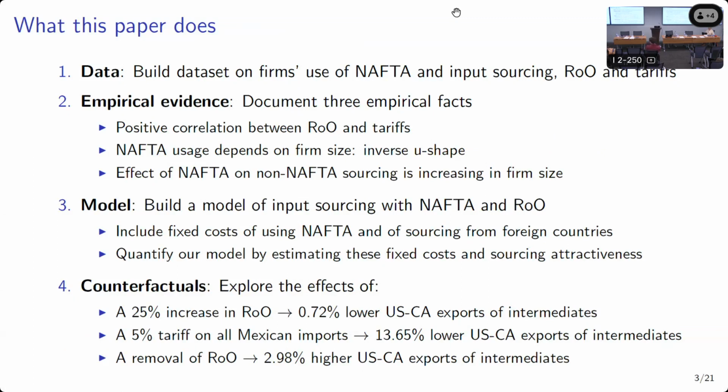A 5% tariff on all Mexican imports. This was a proposal by Donald Trump in 2019. And a removal of rules of origin. Okay?